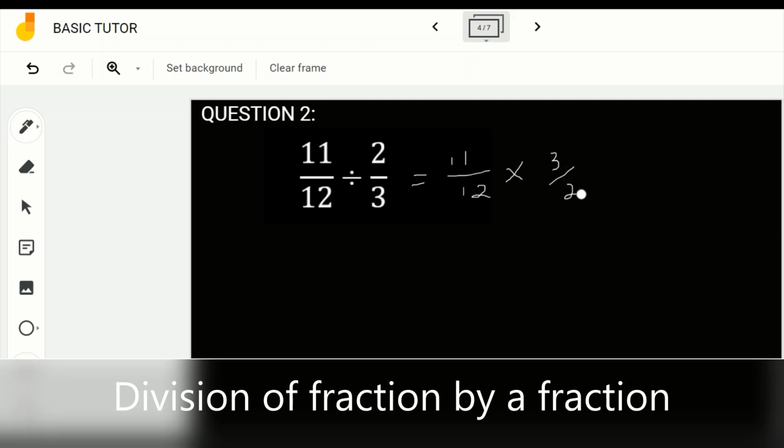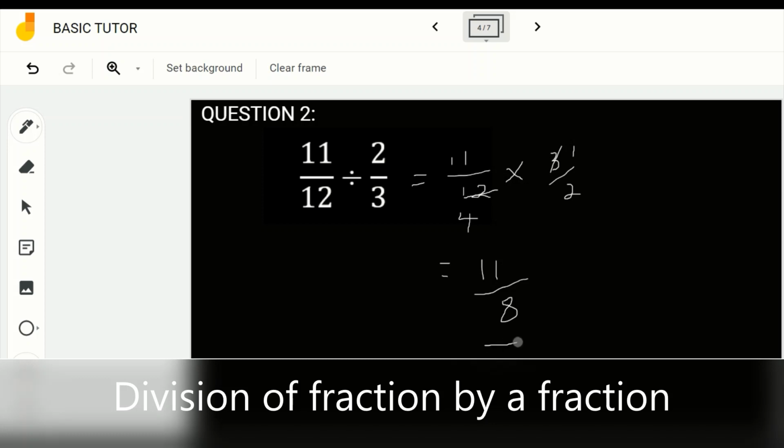So what you must note is this: when you change the division to multiplication, the right hand side must change. That is, we have to change the position of the numerator and the denominator of the right hand side, which is known as the reciprocal. Alright, what next? We can try to cancel out. So 3 here is 1. 3 into 12 is 4. Okay, so therefore we have 11 times 1 is 11 over 4 times 2 is 8.